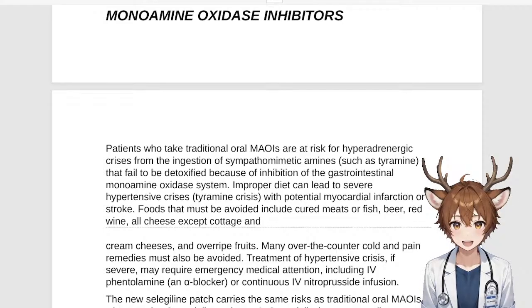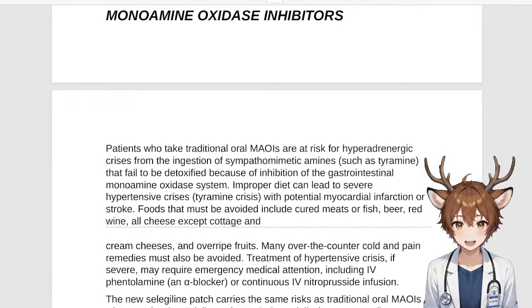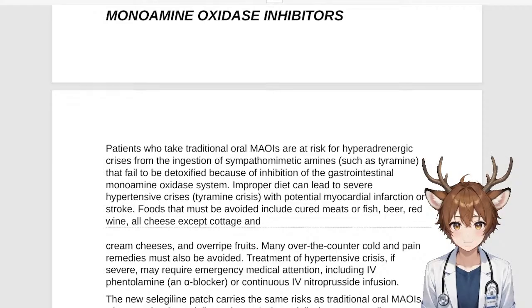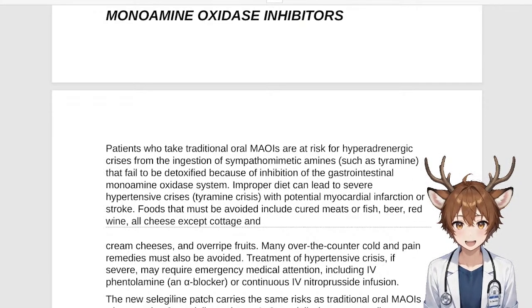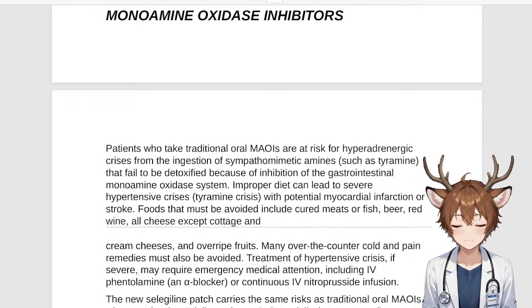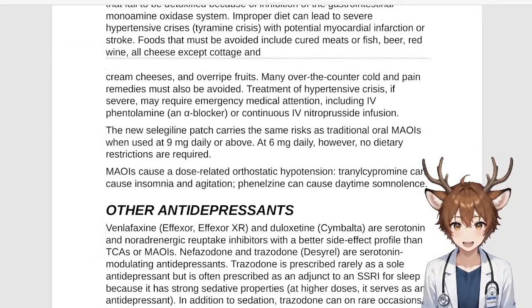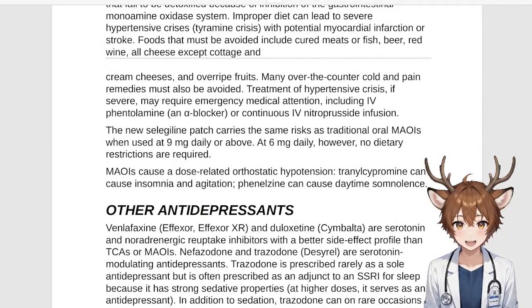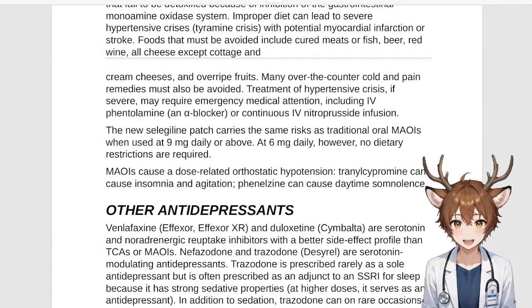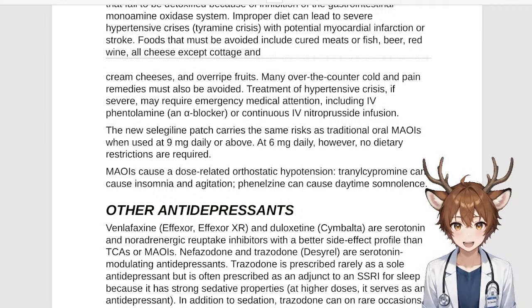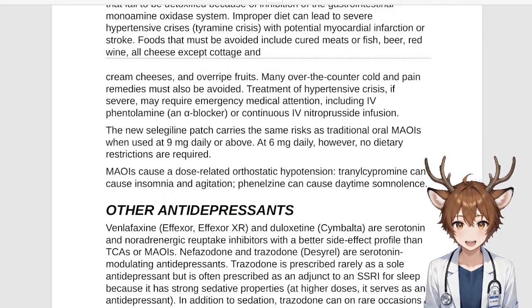Treatment of hypertensive crisis, if severe, may require emergency medical attention, including IV phentolamine, an alpha blocker, or continuous IV nitroprusside infusion. The Emsam patch carries the same risks as traditional oral MAO inhibitors when used at 9 mg daily or above. At 6 mg daily, however, no dietary restrictions are required.